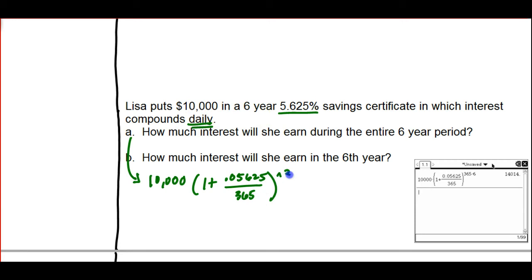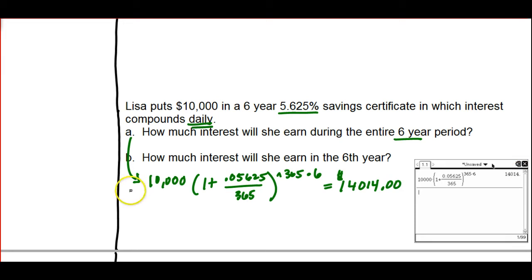If they want you to use 360, they would mention it specifically. We're going to raise it to the 365 again and multiply by the time period. In this case, 6. When you type that in, it should generate the number $14,014. It didn't have any decimals after that, so we don't need to worry about rounding it any further.